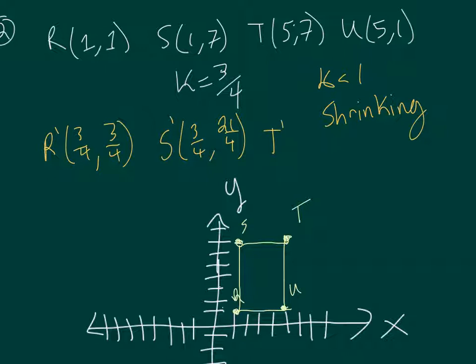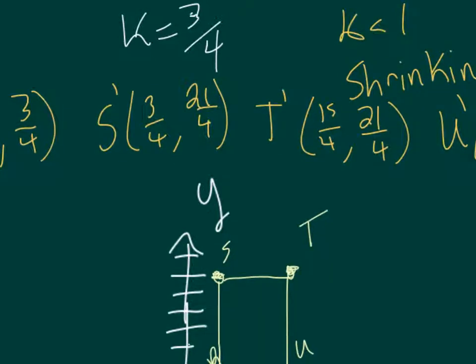My T prime is going to be 5 times 3 over 4. So that would get me 15 over 4 for my X coordinate. Okay, and then we already did a 7. 7 times 3/4 gets you 21 over 4. And then last, my U prime becomes 15 over 4, comma 3 over 4. So once again, we just multiplied by our scale factor.